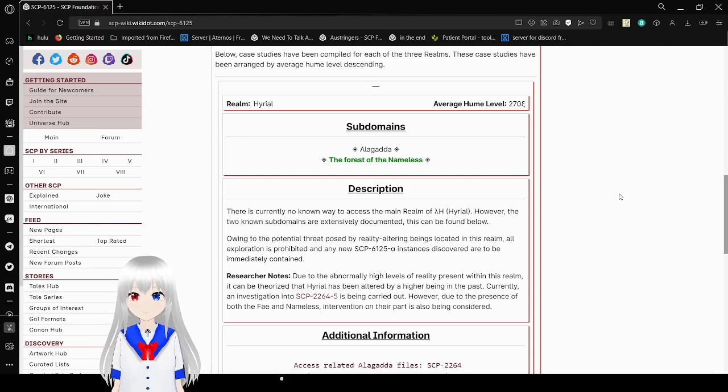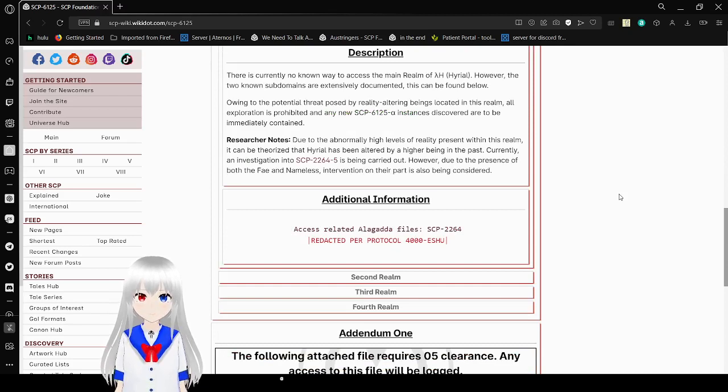Owing to the potential threat posed by reality-altering beings located in this realm, all exploration is prohibited and any new SCP-6125 instances discovered are to be immediately contained. Researcher notes: due to the abnormally high levels of reality present within this realm, it can be theorized that Hyrule has been altered by a higher being in the past. Currently, an investigation of SCP-8226-4-5 is being carried out. However, due to the presence of both the Fae and the Nameless, intervention on their part is also being considered.